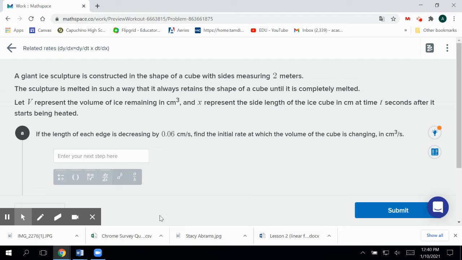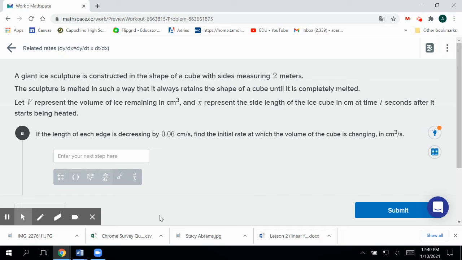Find the initial rate at which the volume of the cube is changing in cubic centimeters per second. So I'm trying to find dV/dt. How is it changing in cubic centimeters per second? So per second, that means that's time. So I want to find dV/dt. Okay, so I have dx/dt. I'm trying to find dV/dt. I also know volume of a cube. I can write that as x cubed. Volume of a cube is equal to x cubed.